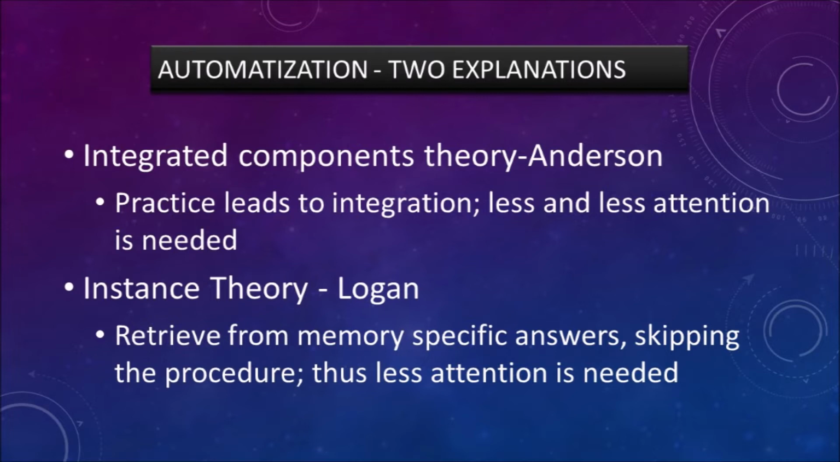Another theory is called instance theory. It says that there are specific answers in the memory that help you to automatically process this procedure. It means you have certain things in your memory that are being retrieved quickly, and then less attention is needed, and these things retrieved from the specific memory help you to skip certain steps or procedures, and then you are fast in it and it becomes automatic.